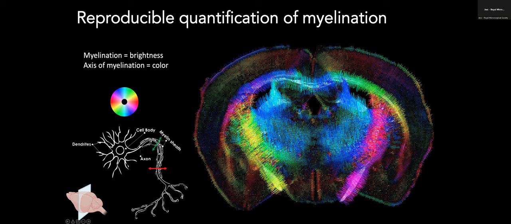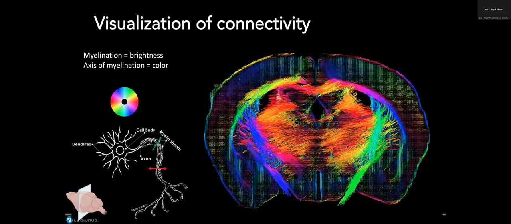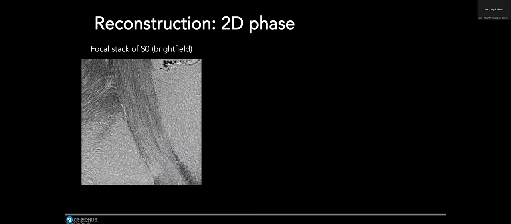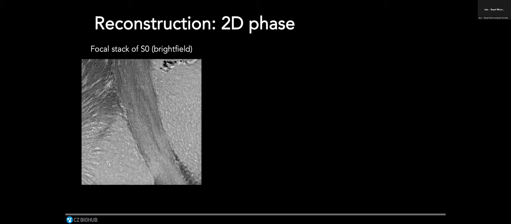This data can also be utilized to do analysis of connectivity and changes in the connectivity. You simply have to look at the orientation of axons, which is orthogonal to the orientation that we measure with the microscope. When we want to recover the density, the 2D phase, as I mentioned briefly before, we encode that density information in a through focus series.